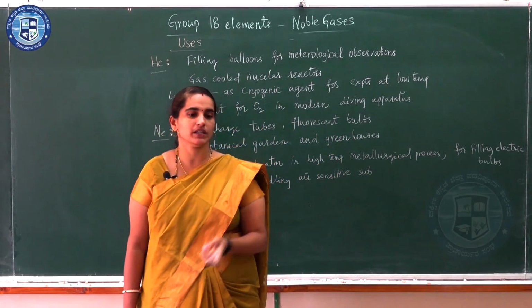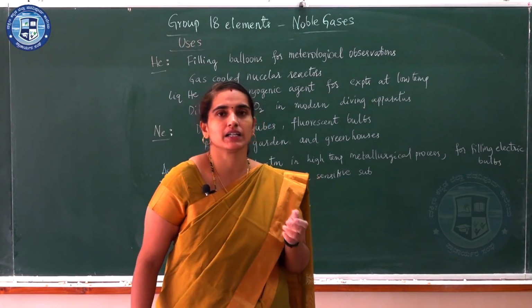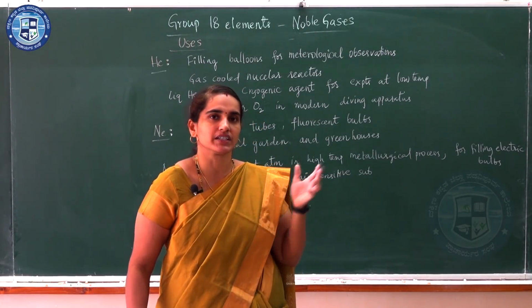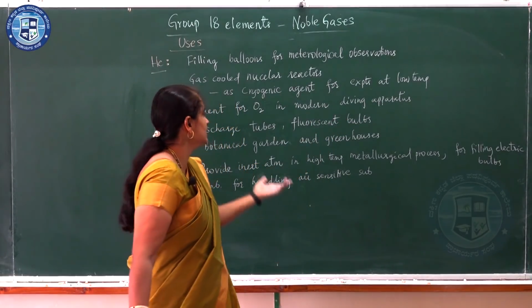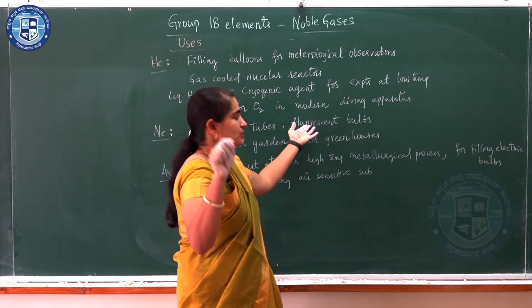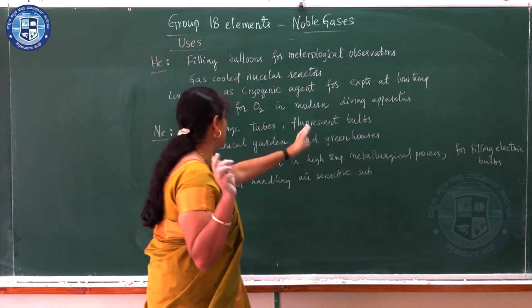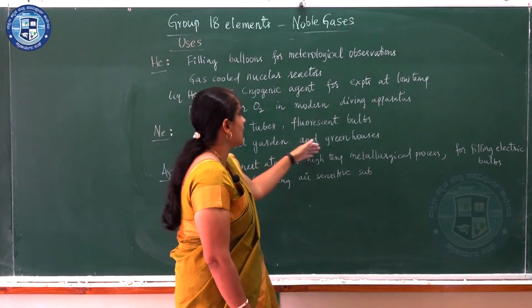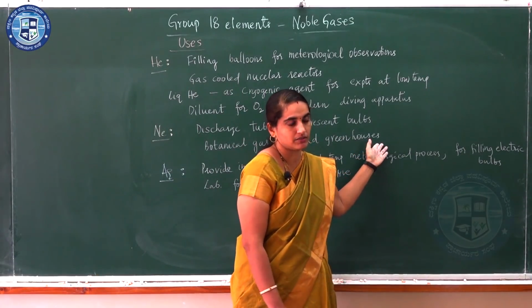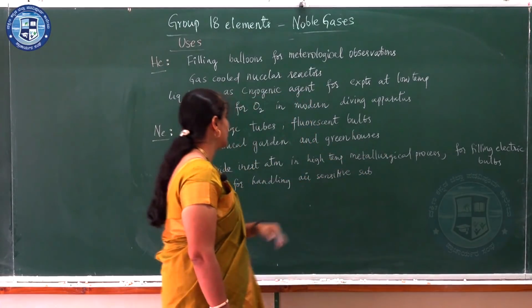Next, if I come to neon, neon is generally used in discharge tubes or fluorescent bulbs. Generally, in all the advertisements, if you look at shops at night time, they are usually decorated by colour bulbs, isn't it? That is generally neon bulbs. Neon is usually filled in those bulbs, and it also finds use in botanical gardens as well as greenhouses. Even here they make use of neon bulbs.